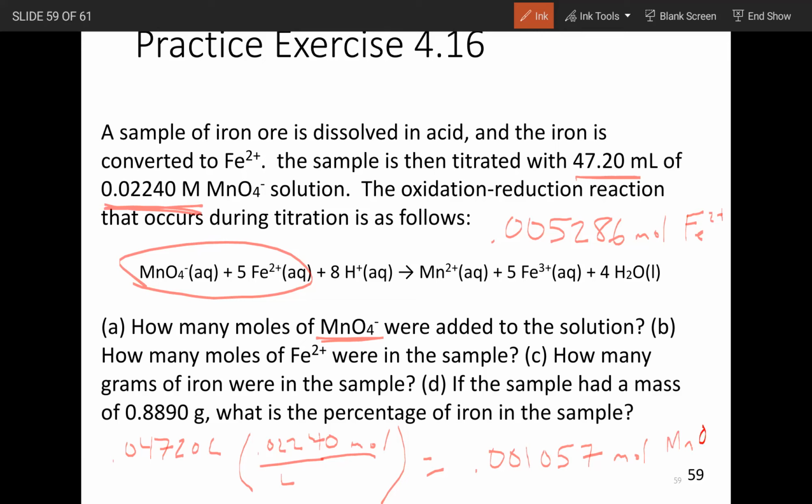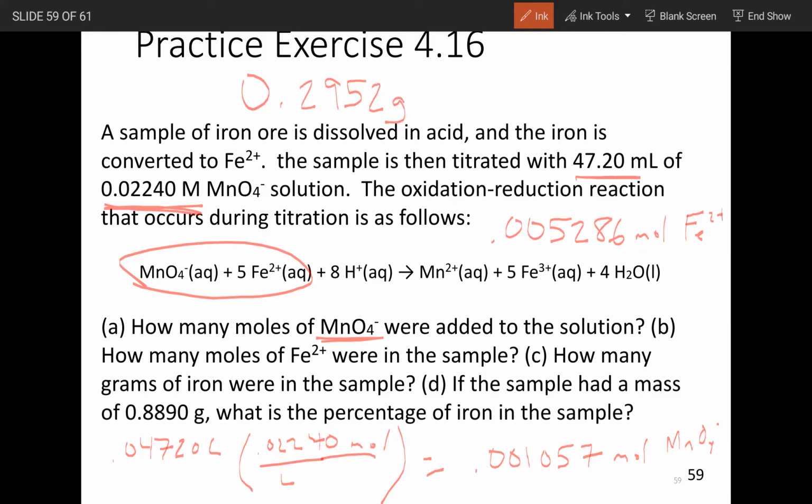This will be MnO4-. All right. And then with C, we've already done this before as well. How many grams of iron were in the sample? We can use the molar mass, so we can just multiply 0.005286 moles by 55.85 grams per mole, because the moles are going to cancel, and we'll see when we do that, C is going to be 0.2952 grams.